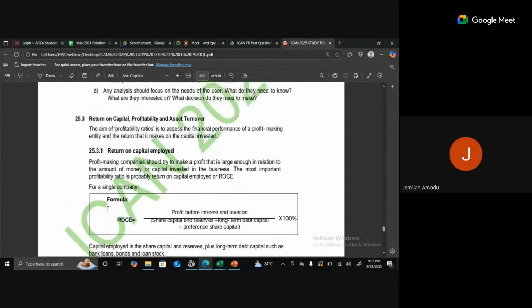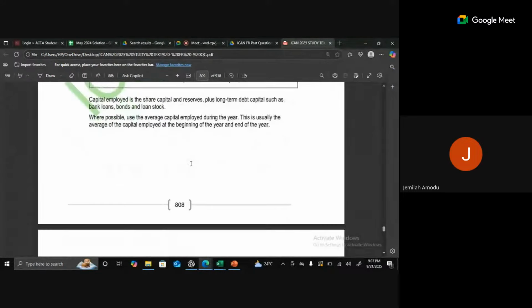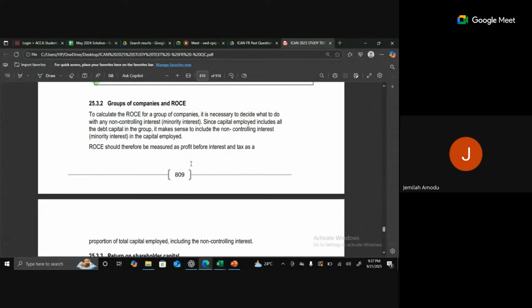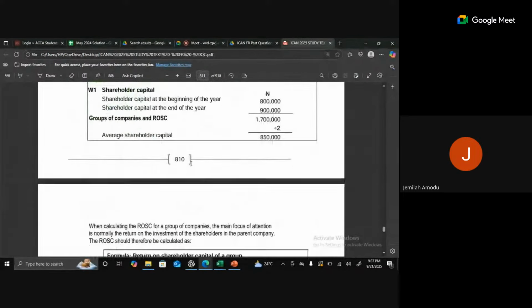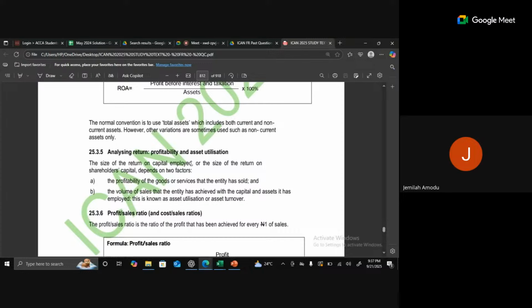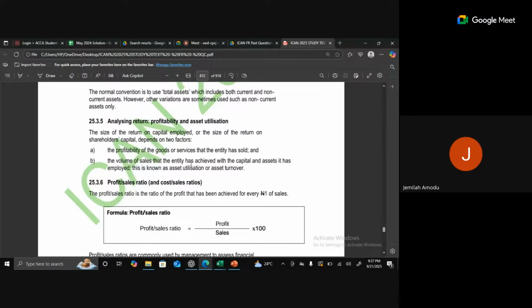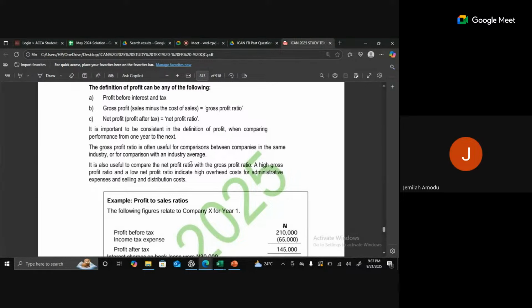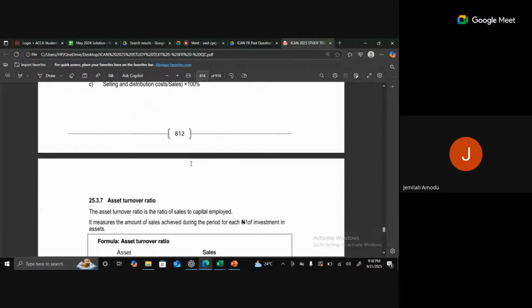The very first one here is return on capital. Return on capital. I'm coming. I want to check under which category this falls. I don't understand this part. I'm coming. Okay. Give me a minute.